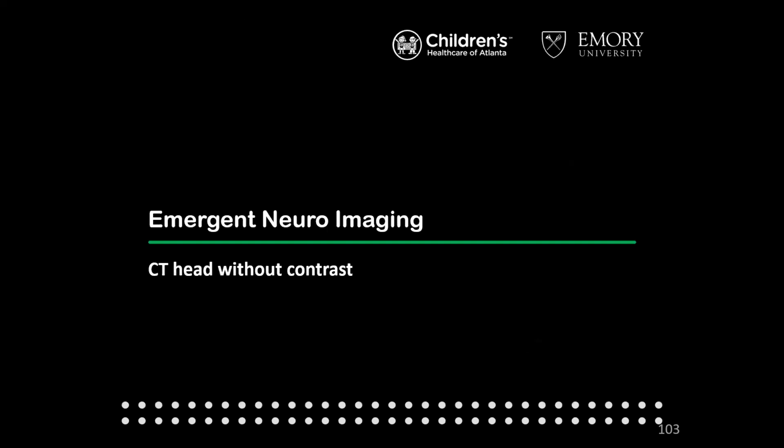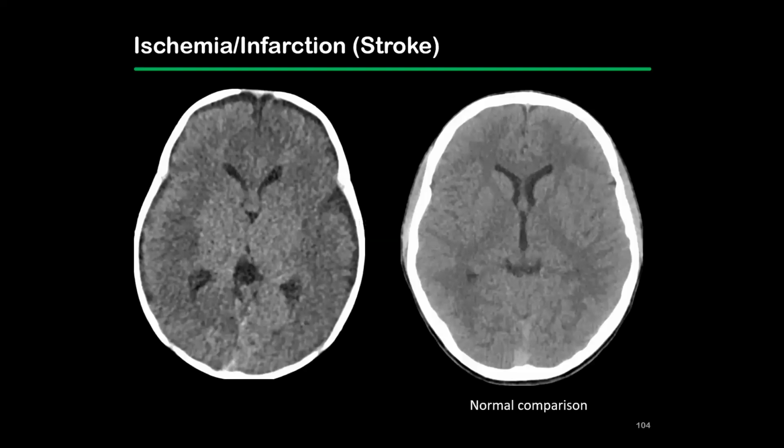So now we'll quickly go over emergent neuroimaging. Pretty much for a lot of the neuroimaging, you really want to do a CT head without contrast because skull radiographs just tell you about the calvarium, and even that not particularly well, depending on how they're done. And the real question is usually what's happening to the underlying brain. So I would go ahead and just go with a CT head if there's a neuro issue.